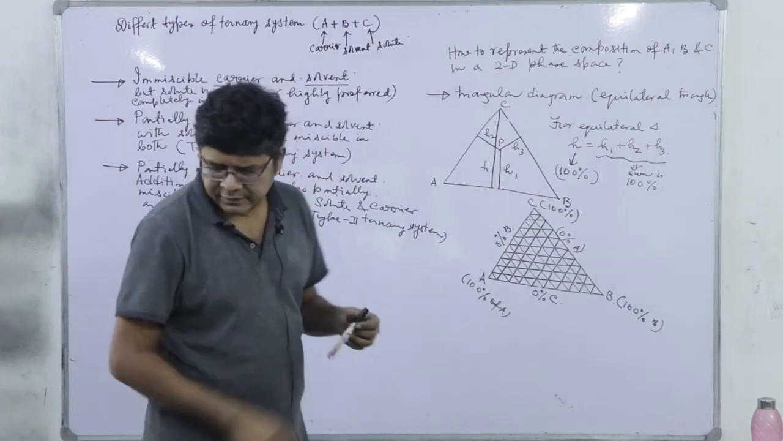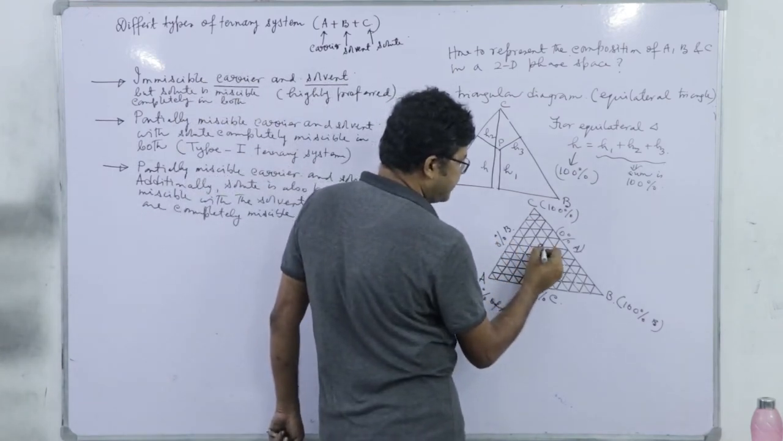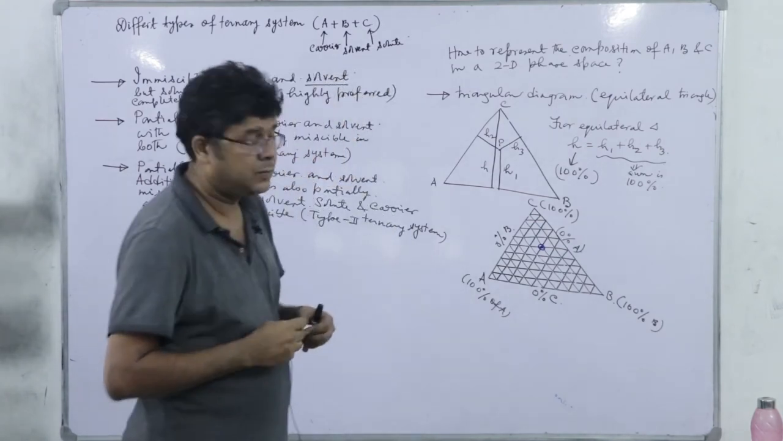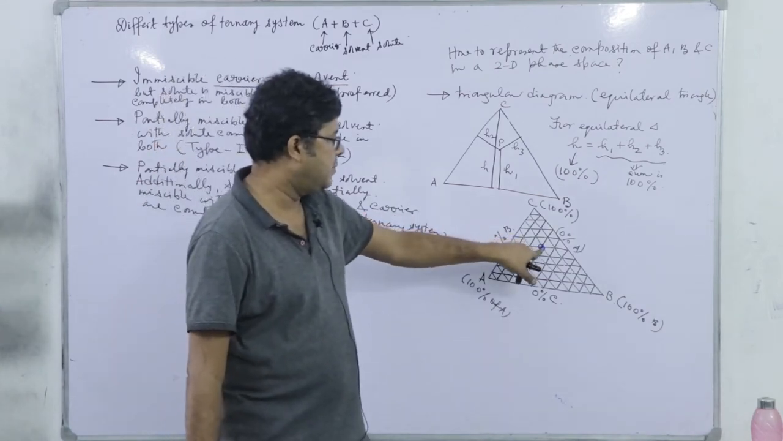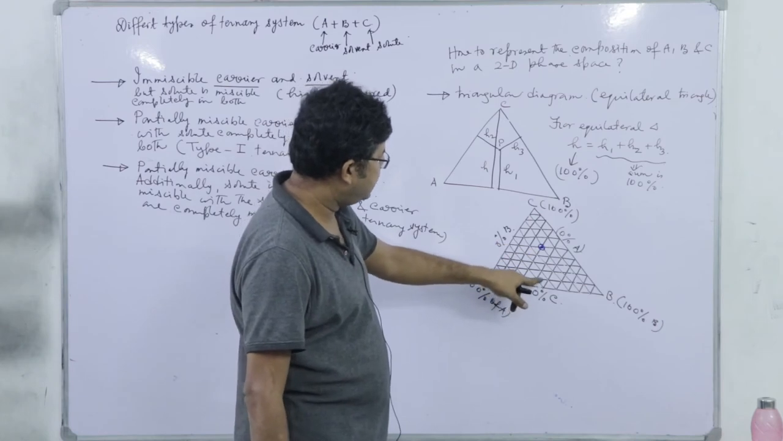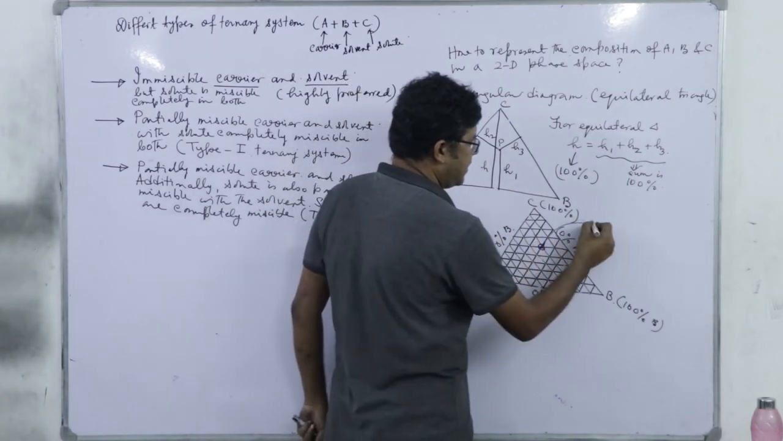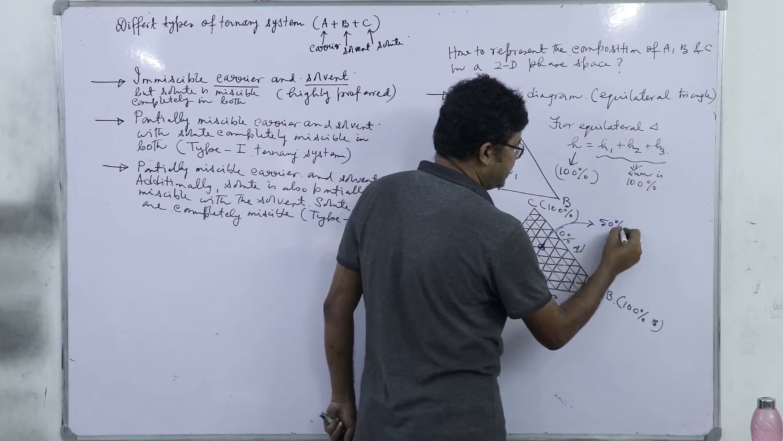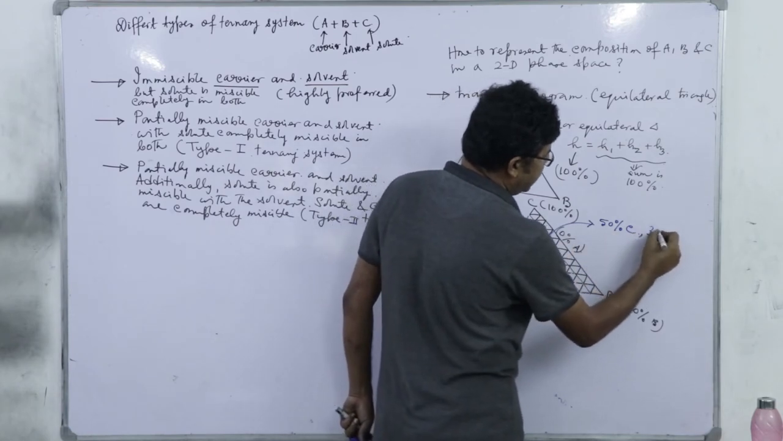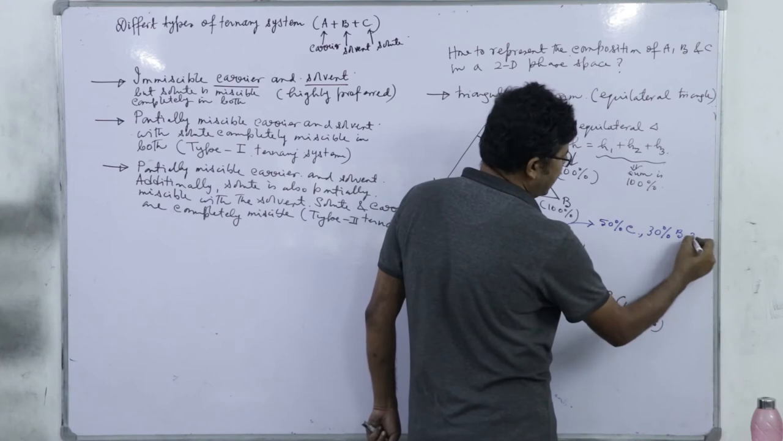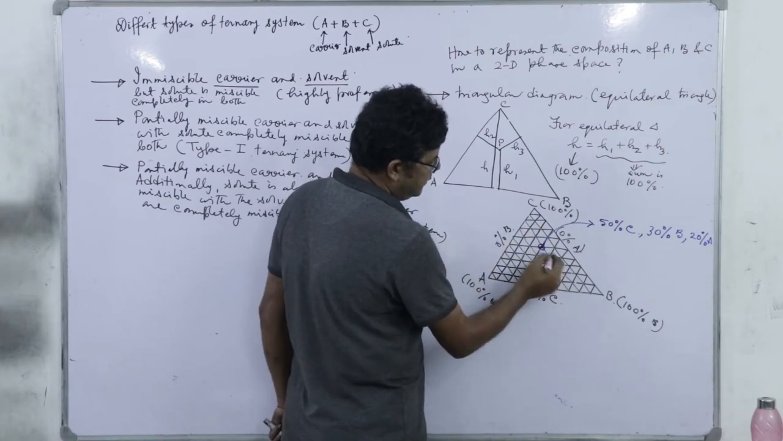Right. Now you see that if I represent a point here, and ask you what is the composition of the solution represented by the point here, you count: this is 10, 20, 30, 40, 50. So it is on the 50% C line. So 50% C. Now for B it is 10, 20, 30. So 30% B. So definitely it must be 20% A. Let's check what A is. A is 10 and 20, so it's falling on this 20% line.